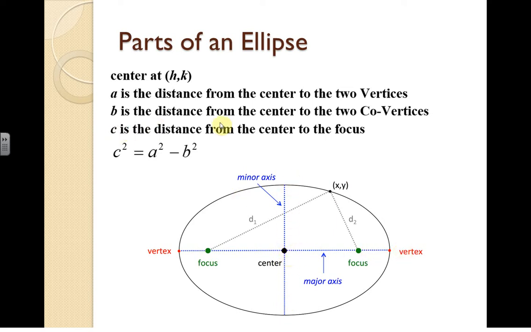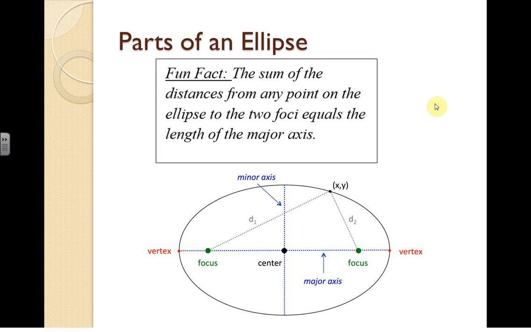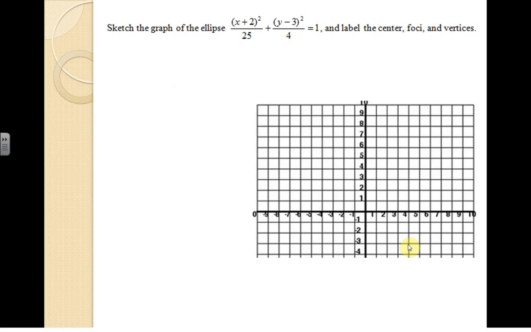C is the distance from the center to a focus. Now, a focus is important because, fun fact, in an ellipse the sum of the distances from any point on the ellipse to those two foci is equal to the length of the major axis. So let's say this was 4 and this was 7. Well, 4 plus 7 is 11. That means the major axis would be 11. Fun fact, probably important at some point.